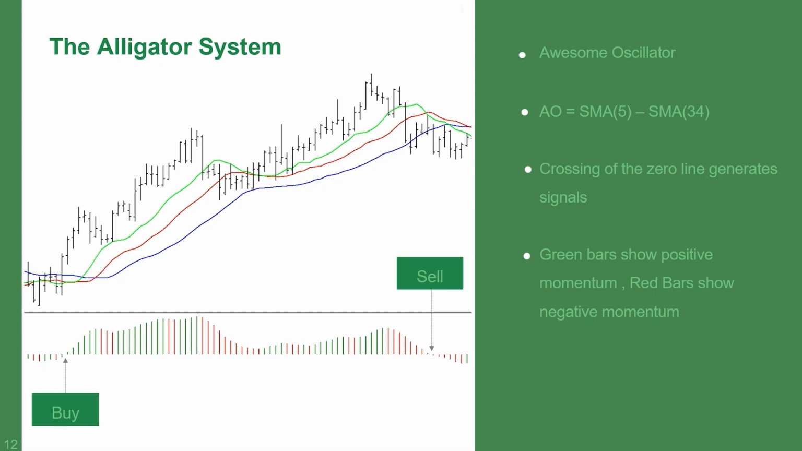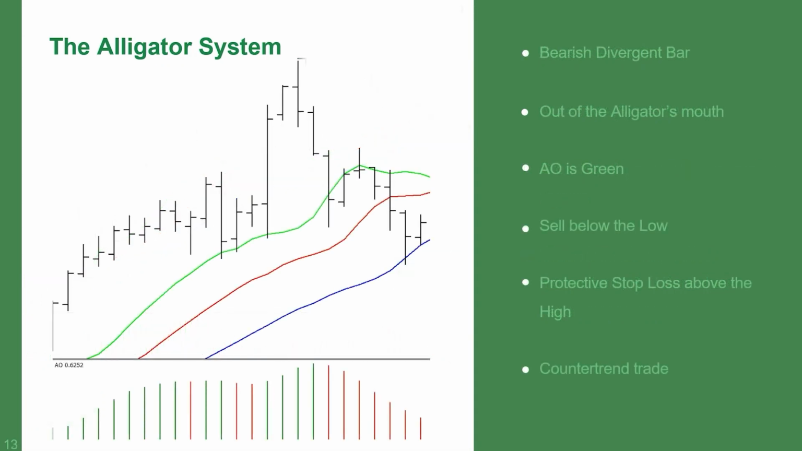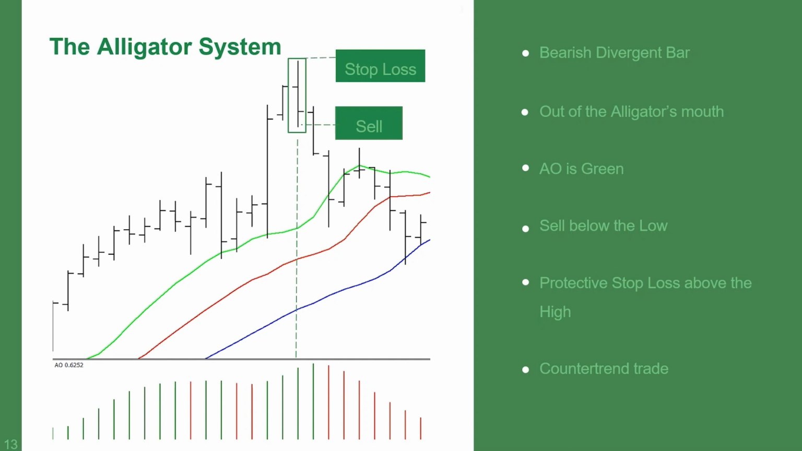And we need that when we start trading using the alligator. So here, the bearish divergent bar is outside of the alligator's mouth in an uptrend. The AO bar corresponding to the bearish divergent bar is green, which is good. So we decide to sell right below the low price of the bearish divergent bar and place a protective stop loss right above the high price of the bearish divergent bar.